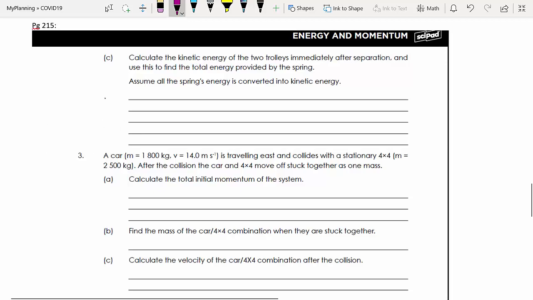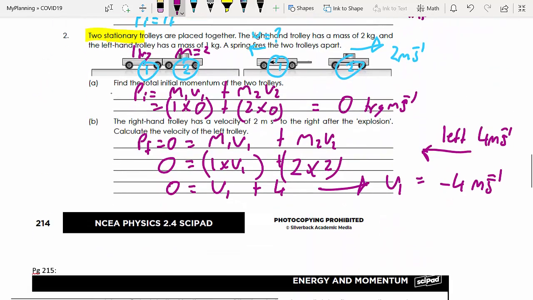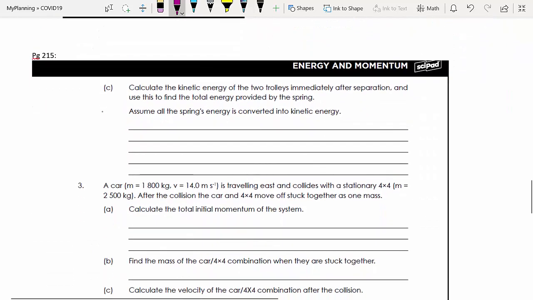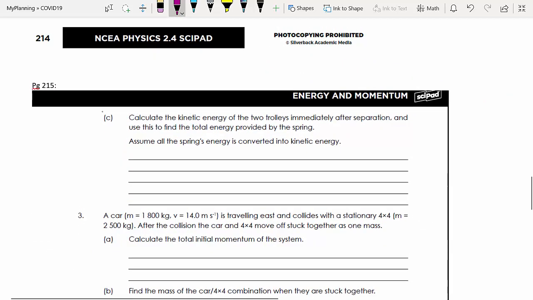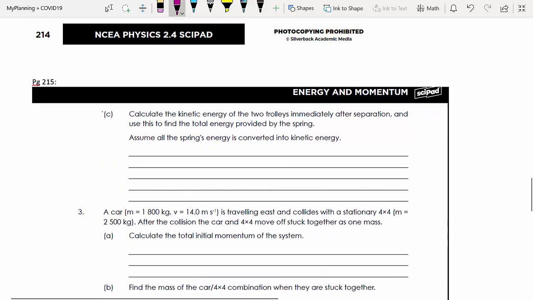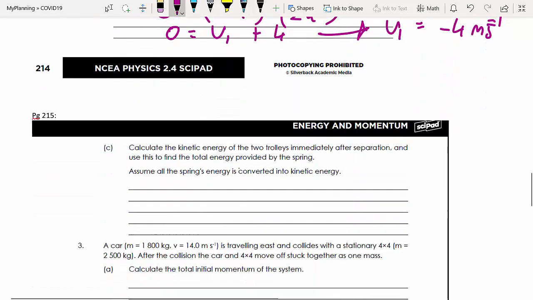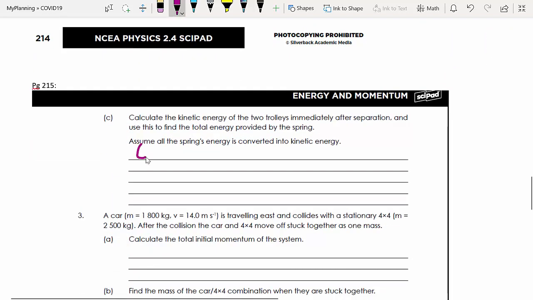Page 215 from SciPAD. Question C continues on from question 2 above. It says calculate the kinetic energy of the two trolleys immediately after separation and use this to find the total energy provided. The type of energy they have when they're moving at 4 meters per second or 2 meters per second is going to be kinetic energy. So essentially I'm going to be using our formula. Kinetic energy is a half mass times velocity squared.